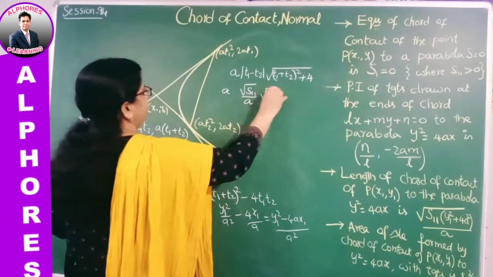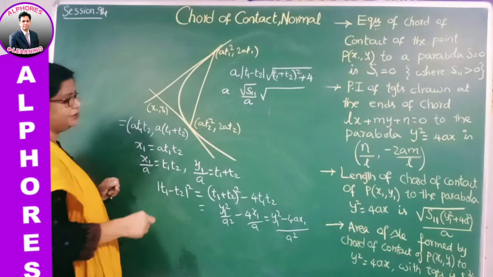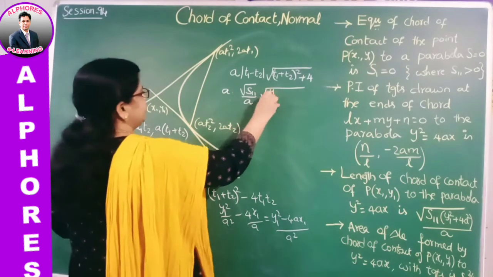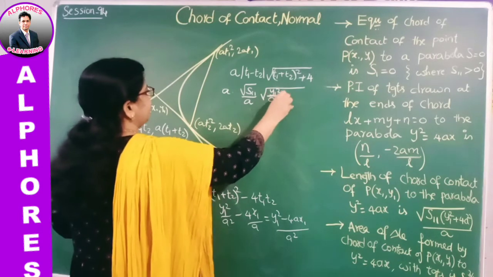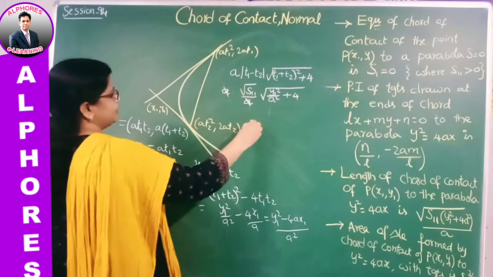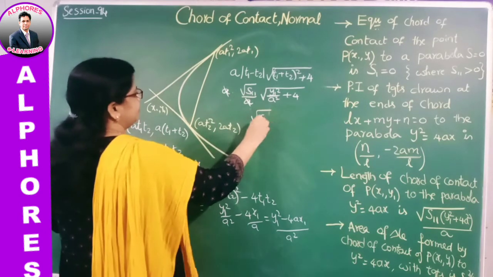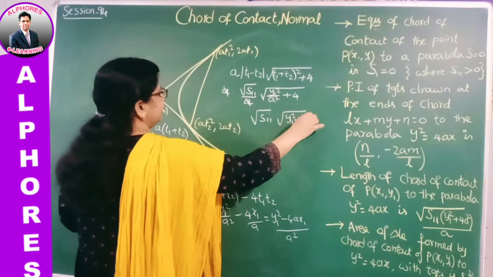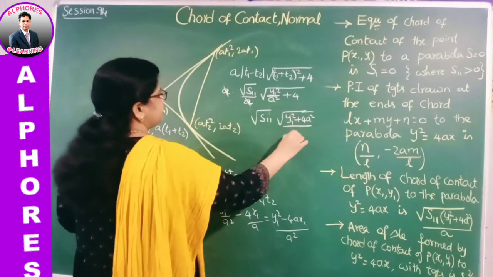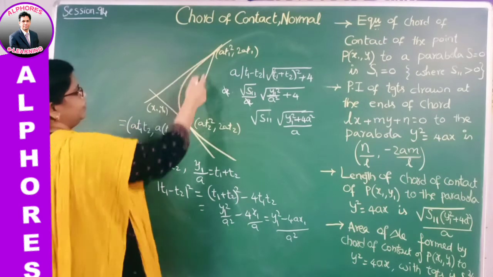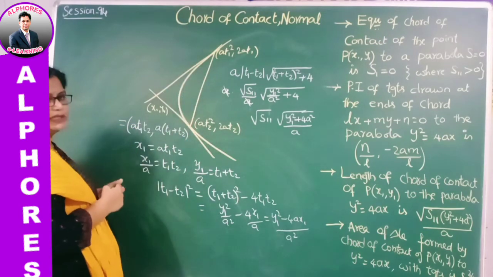And what about here? T1 plus T2 is nothing but our y1 by a. Therefore this is y1 square by a square plus 4. Now these two values get cancelled and it is root of S11, and here if you take the LCM, y1 square plus 4a square divided by a square means what is the value? a. So in this way, students, you got the length of the chord.